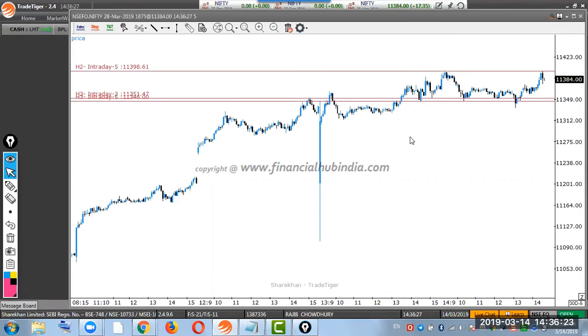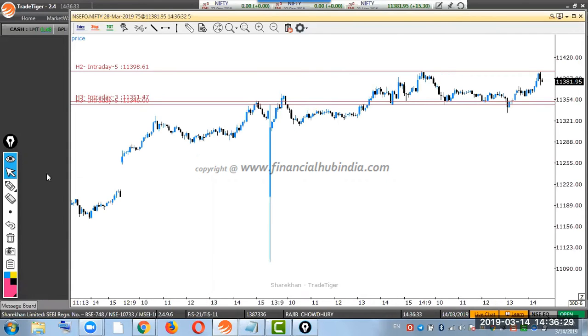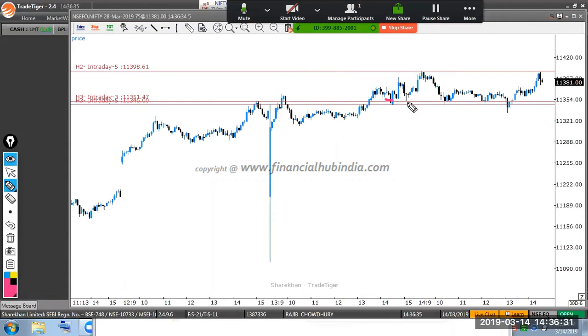So right now it is 2:36, and this is just a quick update of what we discussed early in the morning today. These are the support zones we have been talking about. We've been saying we will look for buy entry opportunities over here.